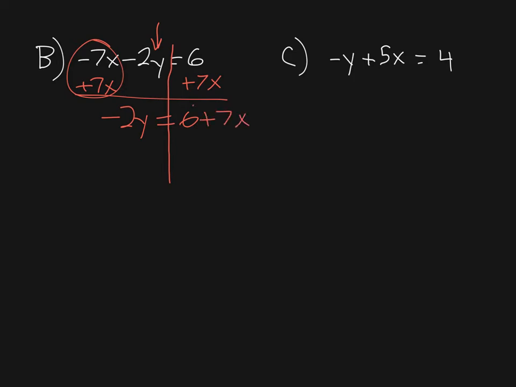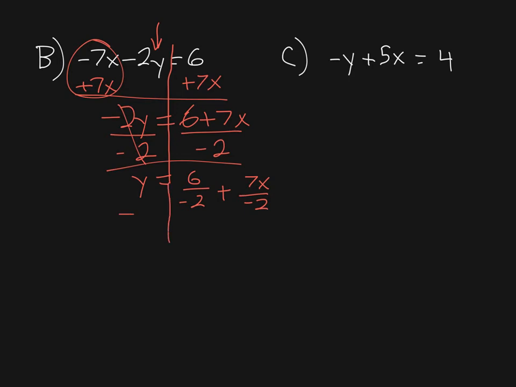Okay? Now I have negative 2 times y. I'm going to need to divide by negative 2. Divide everything by negative 2. So I have y equals, I can write this out as 6 over negative 2 plus 7x over negative 2. Now I want to simplify everything I can. Y equals 6 divided by negative 2 is negative 3. And I have plus 7 divided by negative 2.